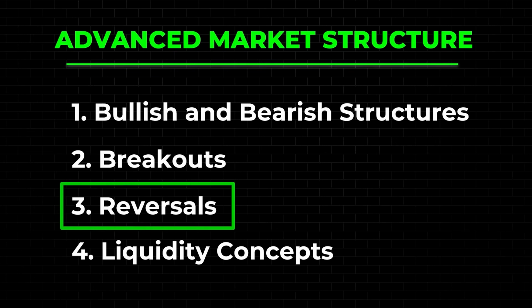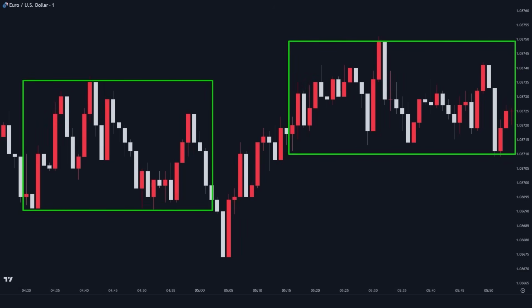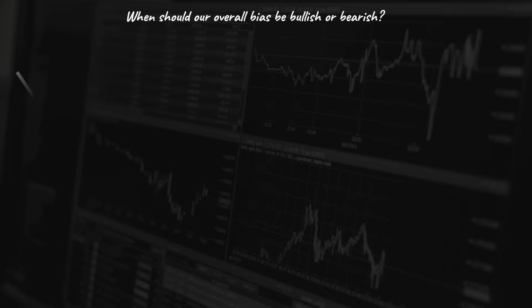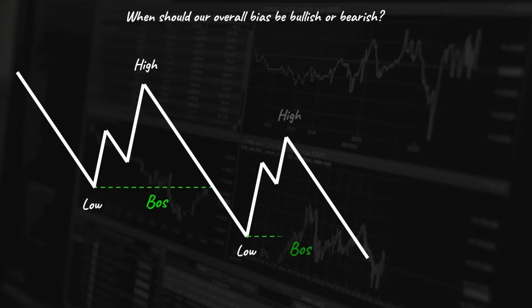Reversals. We previously mentioned that we have 2 kinds of market behavior, a trending and a ranging market. Sometimes it's hard to identify the direction of the market, or it feels like the price has been trapped in a box. The subject of the ranging market is out of the scope of this video, so let's focus on when an uptrend turns into a downtrend and vice versa. Or, in essence, when should our overall bias be bullish or bearish?